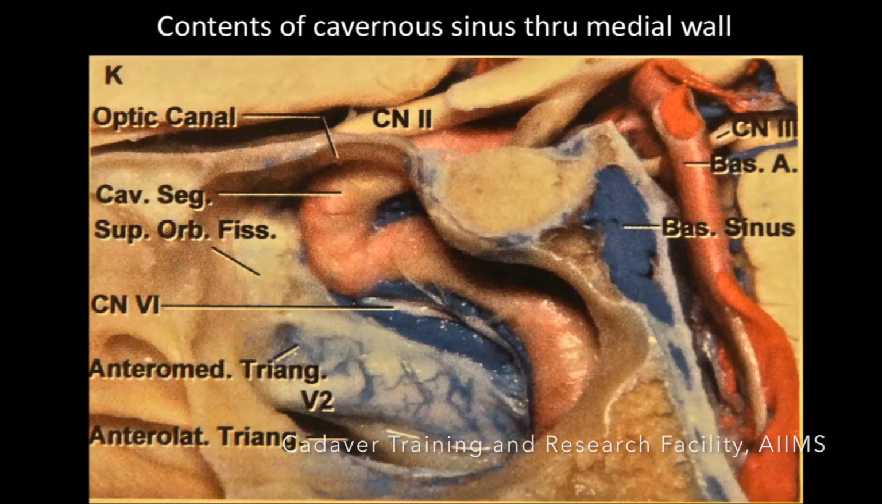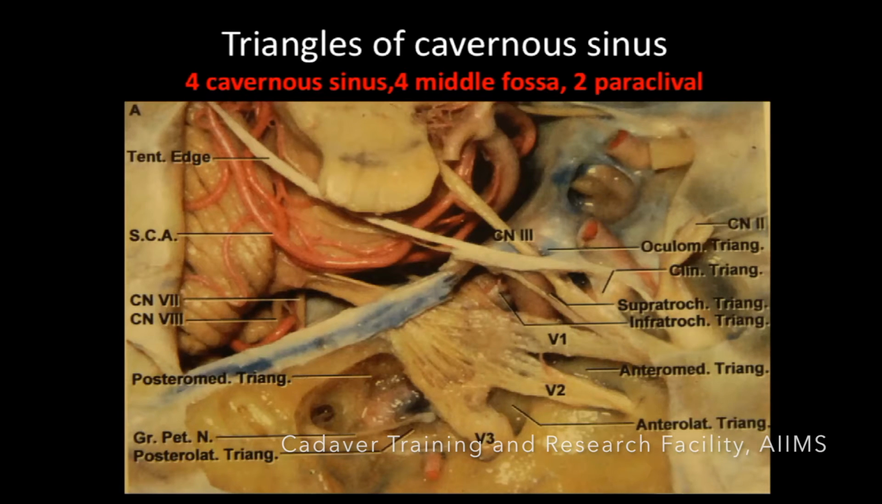You see the optico-carotid recess. This is the optico-carotid recess separating the optic nerve from the carotid artery, and also the optic nerve from the superior orbital fissure. Between the superior orbital fissure and the second division is the maxillary strut, which is the anteromedial triangle. The anterolateral triangle is the lateral wing of the sphenoid sinus. So the triangles, you have already heard about that many times.